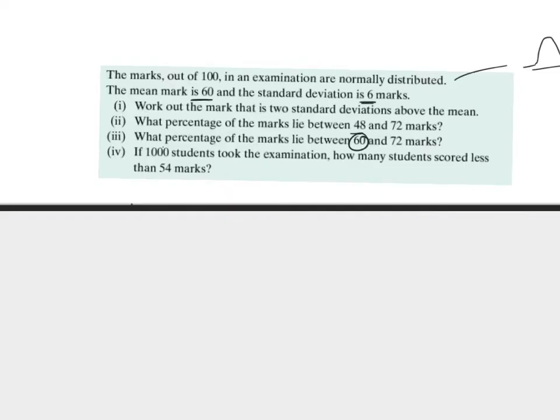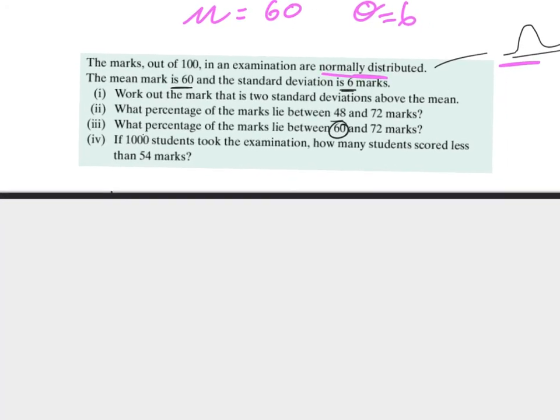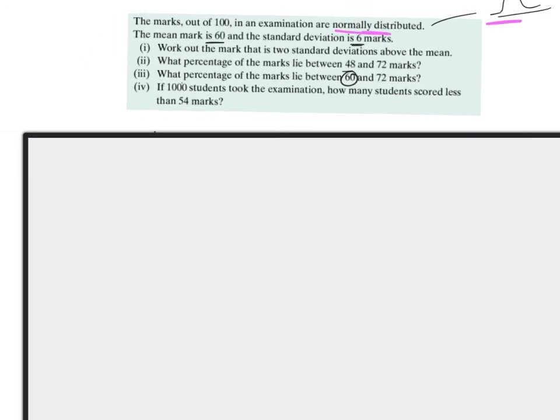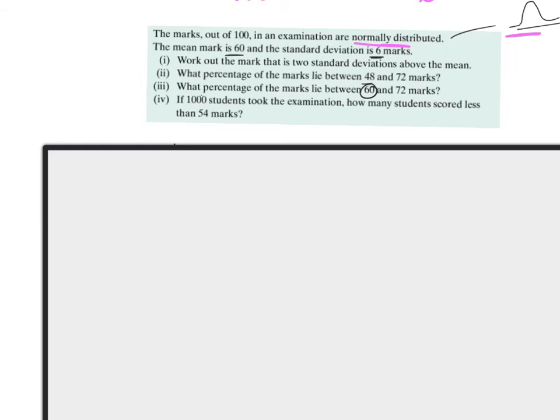Okay, so one more. The marks out of 100 in an examination are normally distributed, okay? So we notice that and we recognise that it's a normal distribution curve. The mean mark is 60 and the standard deviation is 6. Remember, standard deviation is how far away you are from the mean. So my mean is equal to 60, and my standard deviation is equal to 6. Work out the mark that is 2 standard deviations above the mean.